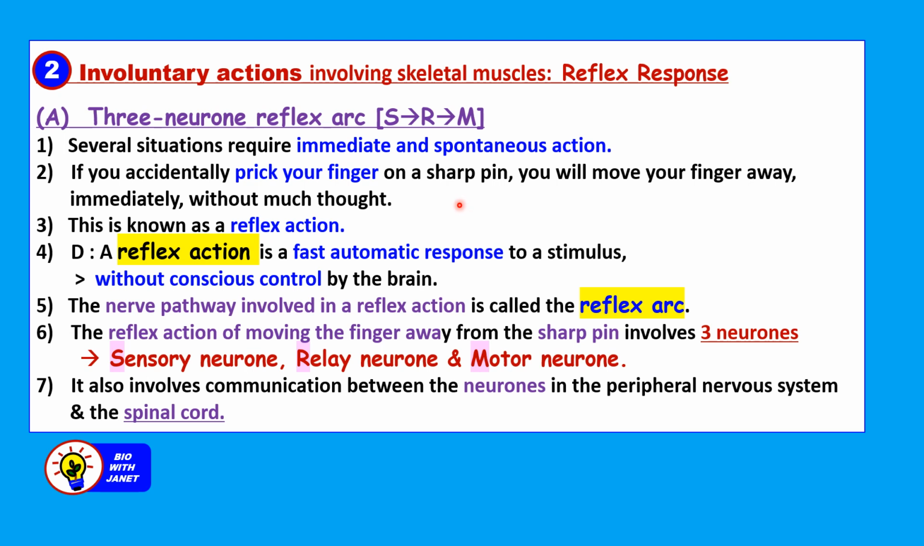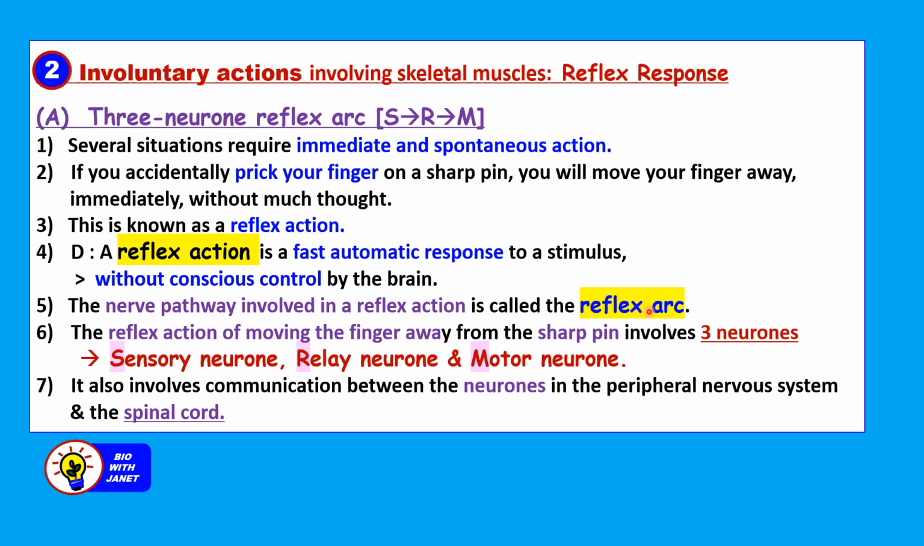So if you accidentally prick your finger with a sharp pin, you will move your finger away immediately without much thought. And this is known as a reflex action. All right. So a reflex action is a very fast automatic response to a stimulus without conscious control by the brain. Now, there's a star here to tell you this is an important definition to remember, and is asked frequently in the exam. So the nerve pathway involved in the reflex action is called the reflex arc.